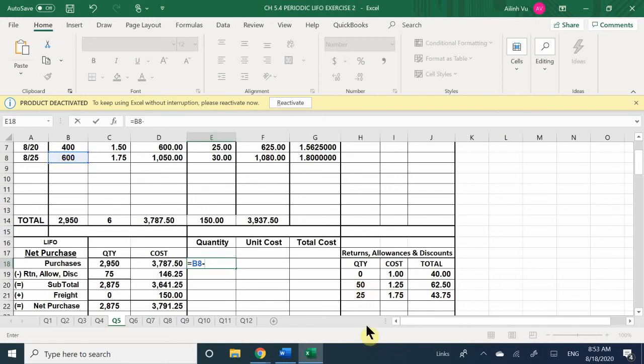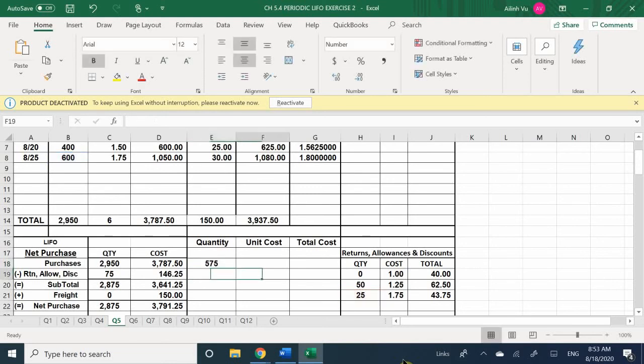Yeah, we returned. How many items did we return? 75. Oh, are we just going 25 because we're going from the bottom up? Yes. So 25. Good. And what do we get here? What is 600 minus 25? 575. 575 is what we should have.